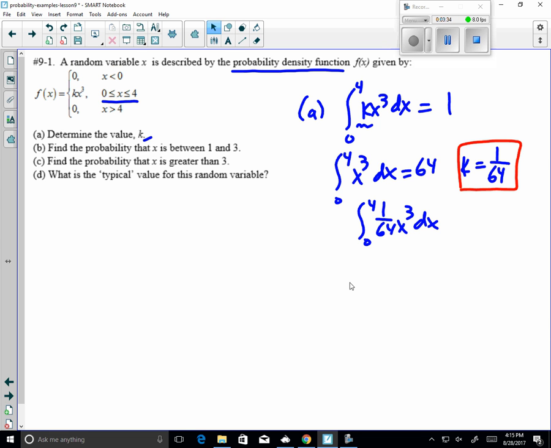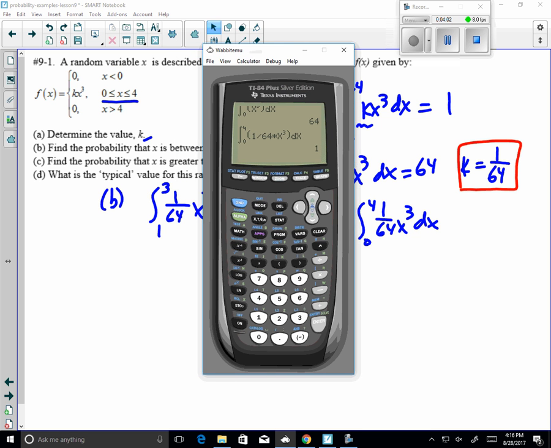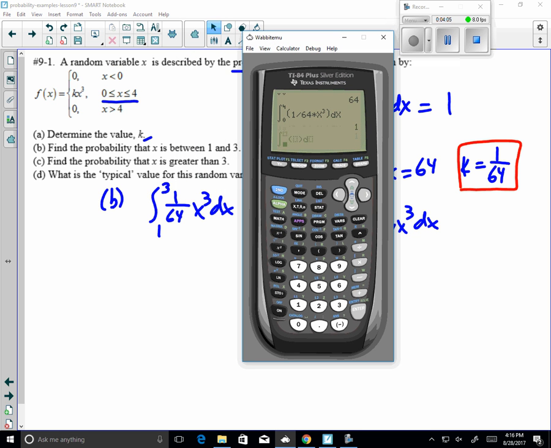Okay, so the second part says now find the probability that x is between 1 and 3. For that, I need to use the probability, but this time I'm not going to sum all the way from 0 to 4, which would give me 1. I want just the area under the curve from 1 to 3. And my probability density function I now know is 1 over 64 x cubed. So I would have to do that particular integral in order to find the probability. Let me do that with a calculator.